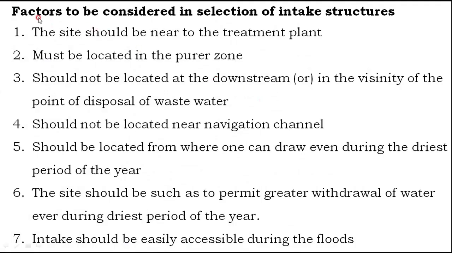Now we'll come to the factors to be considered in the selection of intake structures. What all factors we need to see in order to select the intake structures. Understood? Very important. See here, the site should be near the treatment plant. Obviously, whatever site you are selecting for the intake structure should be near the treatment plant, so that you can reduce the cost, reduce the energy, reduce the process, and save some time, so that it will be good. It must be located in a purer zone, of course. This is also of course.